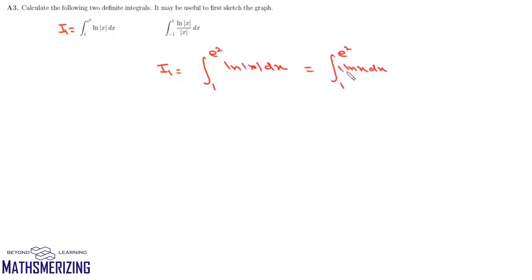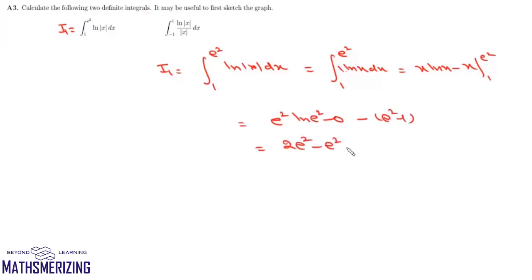Now we'll use integration by parts, taking log x as the first function and 1 as the second function. We'll get x log x minus x, from 1 to e square. So we'll get e square ln e square minus 0, and then minus (e square minus 1). So it'll be 2e square minus e square plus 1. So this value will be e square plus 1. So the value of this first integral is e square plus 1.